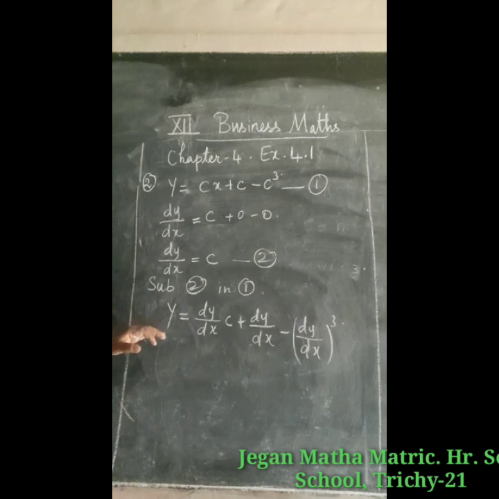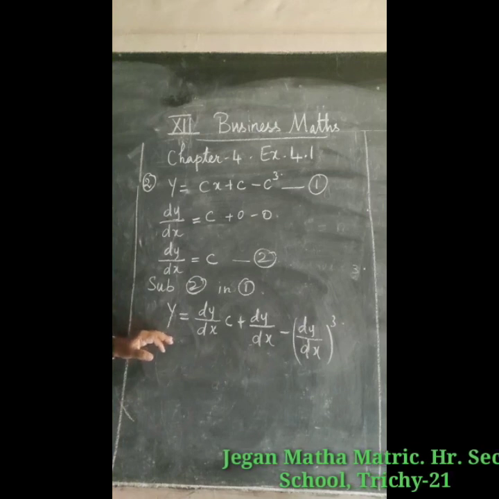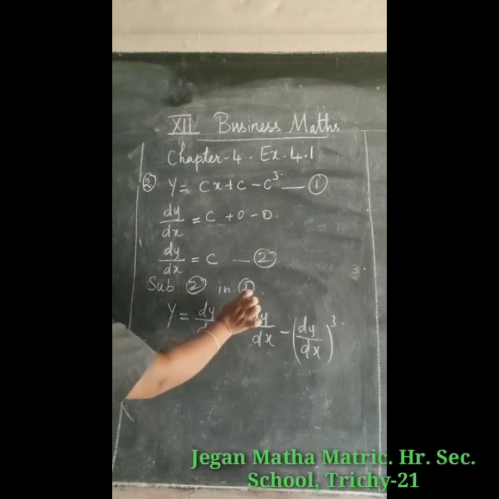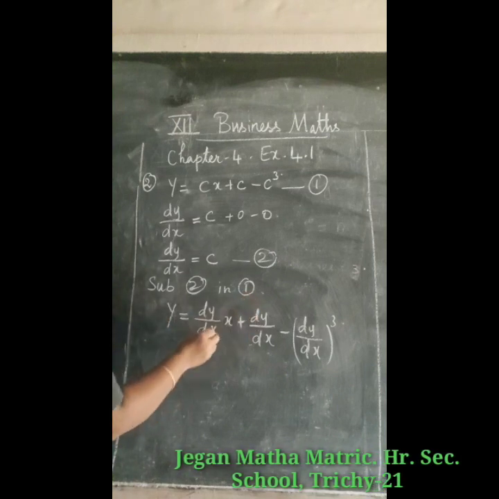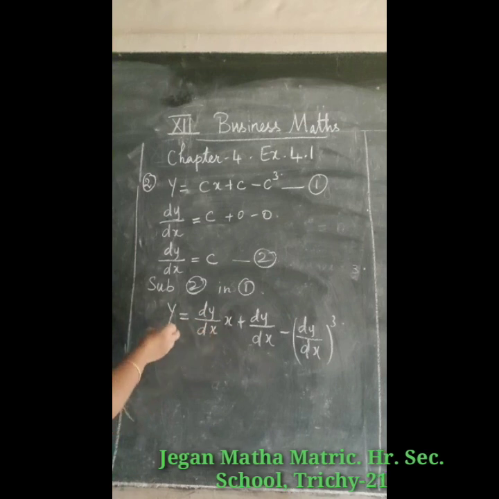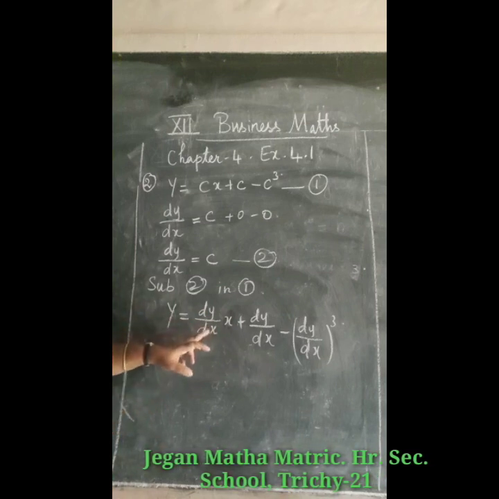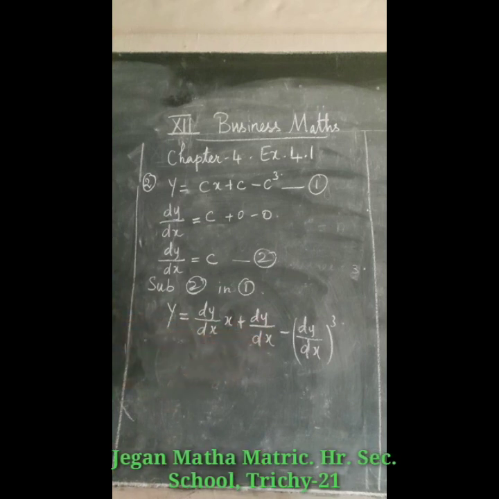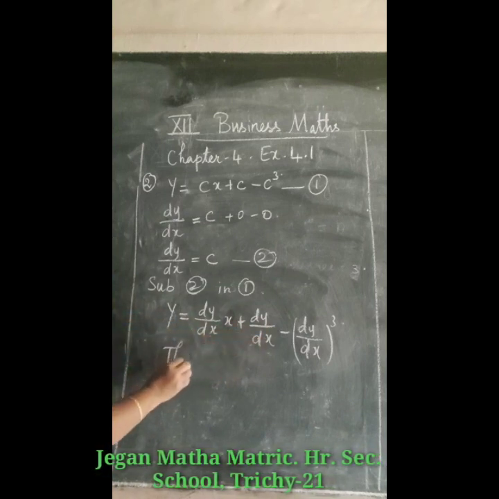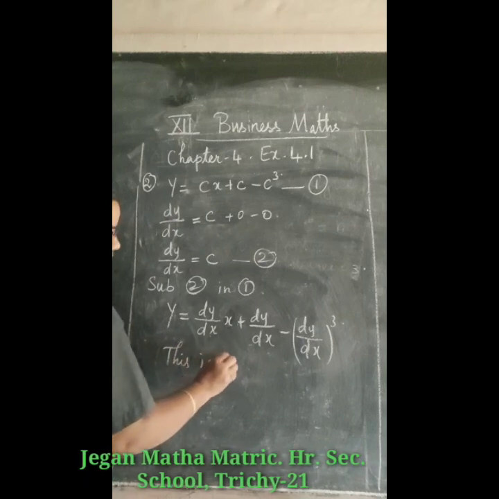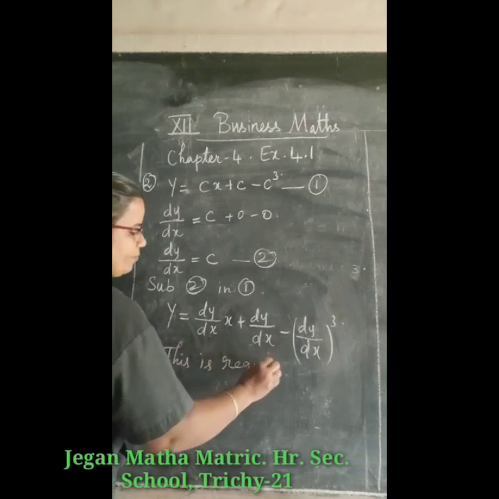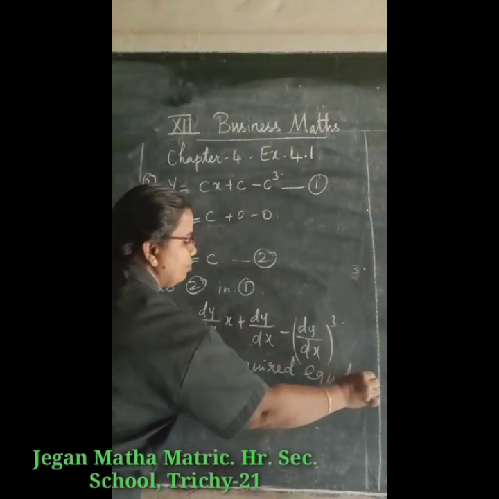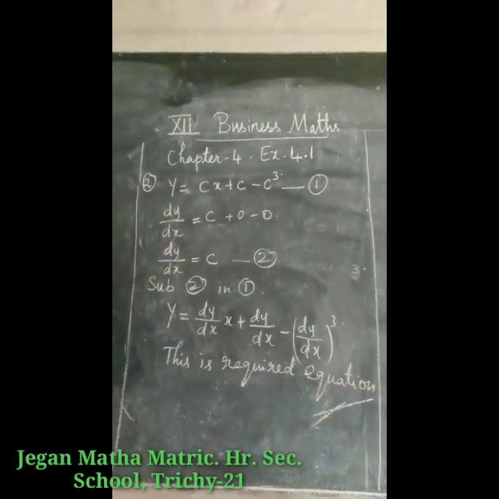So this is the required differential equation. Instead of c, you have to substitute dy by dx. So y is equal to x into dy by dx plus dy by dx minus dy by dx the whole cube. This is the required equation. This is the differential equation method. Can you understand, students?